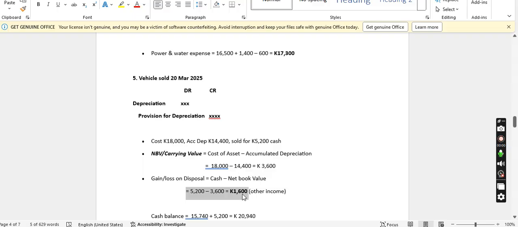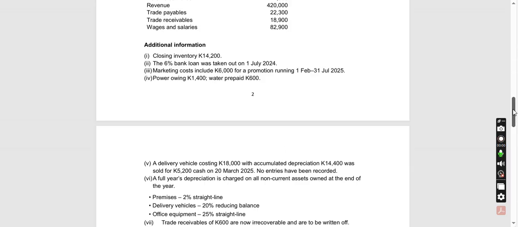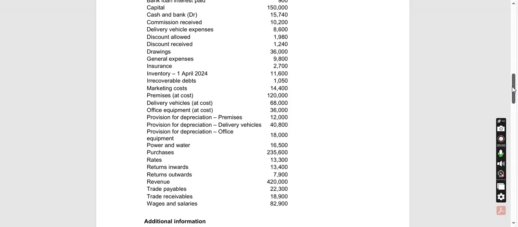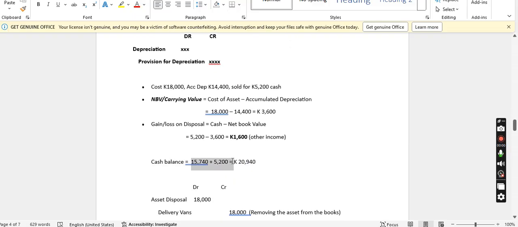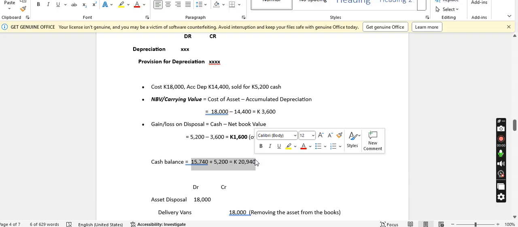Then, since we were paid cash 5,200, our cash balance needs to increase by 5,200. So let me just make sure what was the cash balance. 15,740. So we're going to say 15,740 plus 5,200, we get 20,940. So in our balance sheet, on the cash balance, we're going to put 20,940.